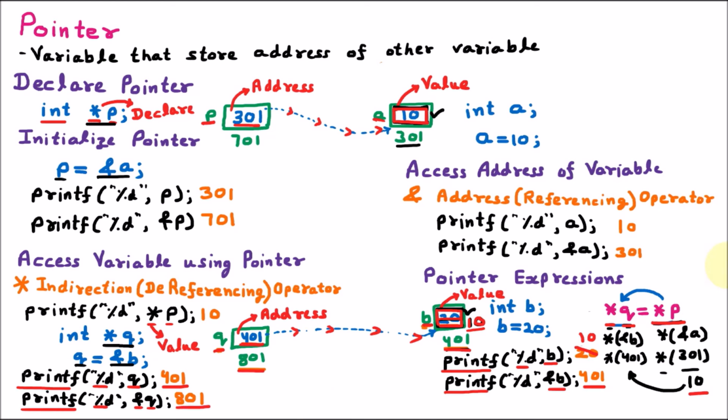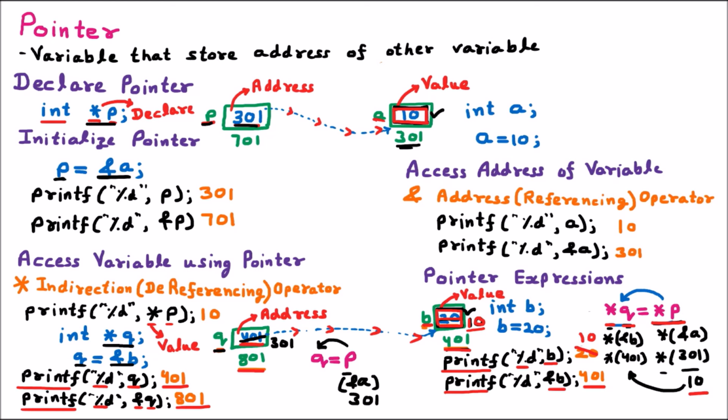Now we are taking one more example. Let us suppose we simply write q = p. Now what is going to happen? Here p is equal to the address of a, so p contains the address of a, which is 301. That means this 301 address is now going to q. So here q's address is now modified with 301.